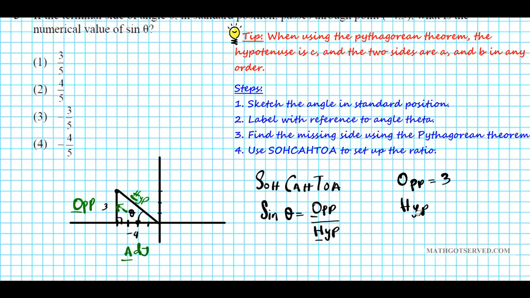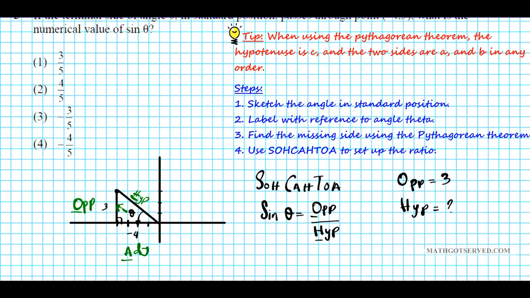Uh-oh, we don't know what it is. We're going to find it. All right, so how do we find it? Now, what we have here is a right triangle where we have one missing side. Anytime you have to solve a right triangle with a missing side, you can always use the Pythagorean theorem.